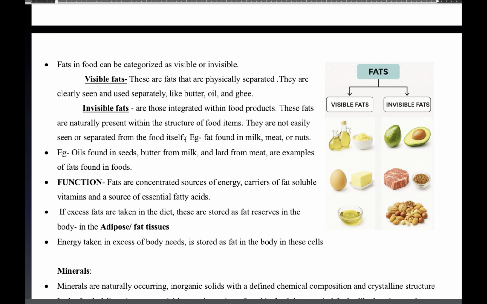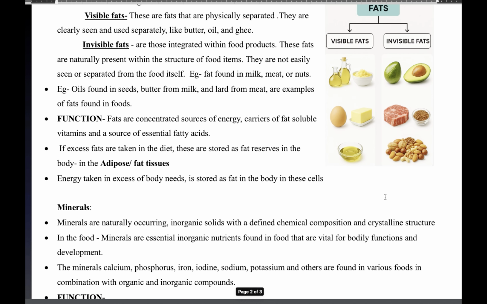And the another one is invisible fat. Okay, invisible fats are those that are present already in the food products. Okay, we can't see it separately. Okay, so examples are avocado, red meat. Okay, and it is present in fruits, oil, seeds, and nuts also. Okay, it is also found in milk and other foods also in general.